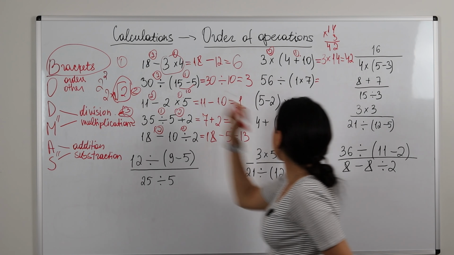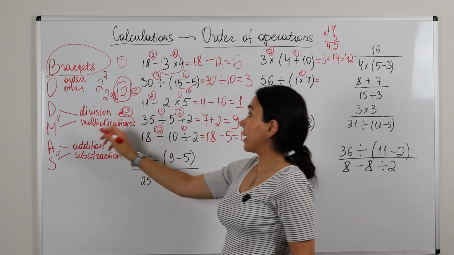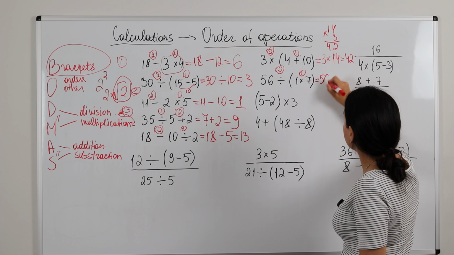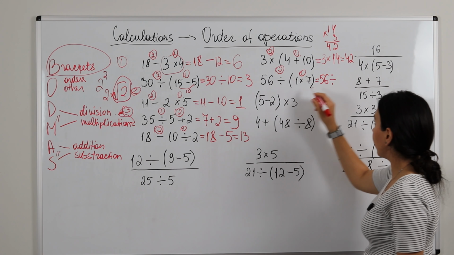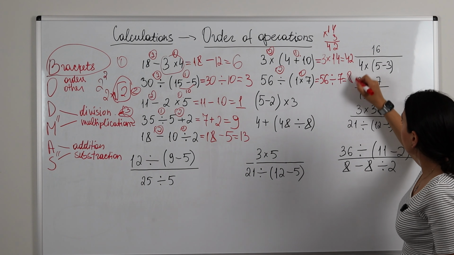Next, we have a bracket and we have the division. Brackets always come first and division comes after brackets according to BODMAS. Okay? Then 1 multiplied by 7 is 7, and 56 divided by 7 equals 8.